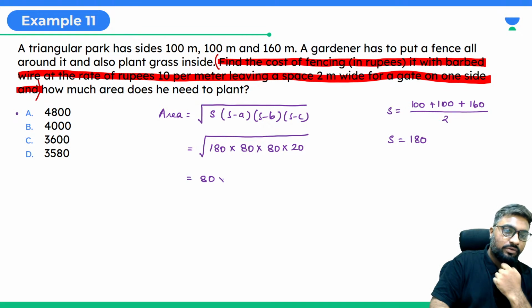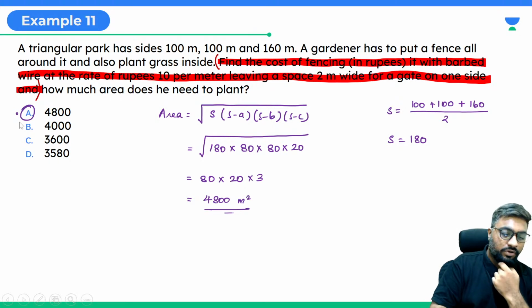Take that out. In 180 also there is a 20, so 20 and 20, the square root is 20, take that out. The remaining is 9, the square root of 9 is 3. Yes, so this is 1600 into 3, 4800 centimeter square or meter square. Okay? Beautiful guys, very good.